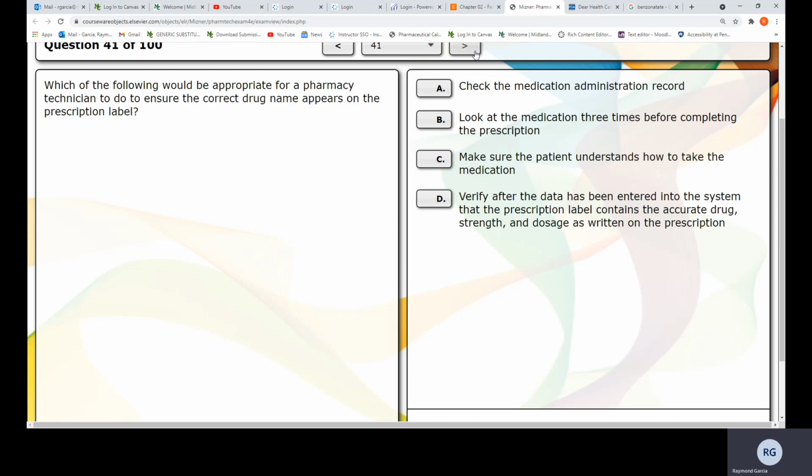All right. Which of the following would be appropriate for a pharmacy technician to do to ensure the correct drug name appears on the prescription label? Check the medication administration record. Look at the medication 3 times before completing the prescription. Make sure the patient understands how to take the medication. Verify after the data has been entered into the system that the prescription label contains the accurate drug, strength, and dosage as written on the prescription. Most logical. D, I was thinking.